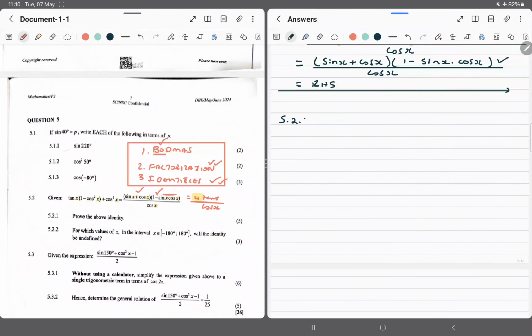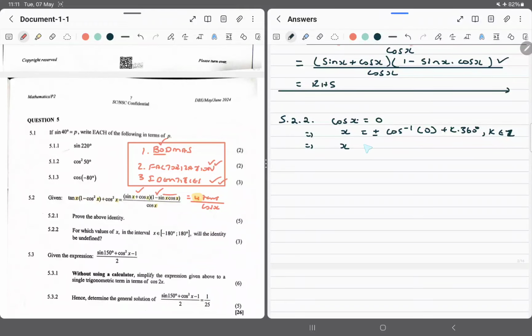So 5.2.2, it says, for which values of x in this interval minus 180 to 180 will the identity be undefined? So, well, we know that the denominator has to be 0. And then this implies that our x is going to be equal to plus or minus arc cos 0 plus k times 360 degrees, where k is an element of integers.